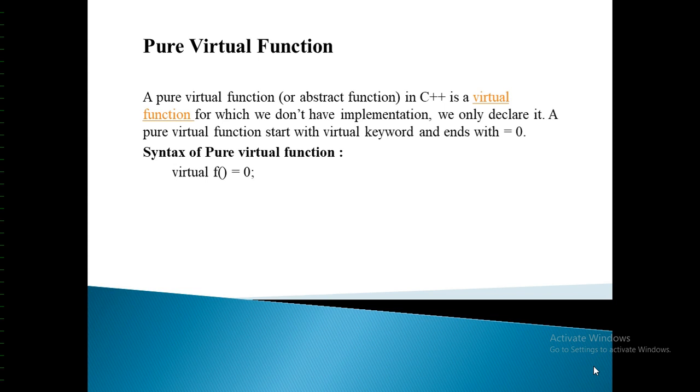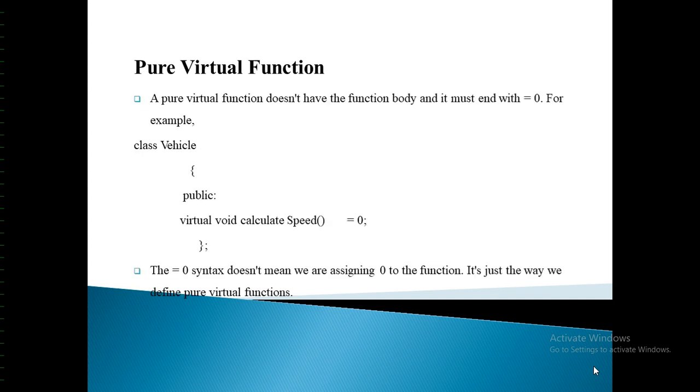Syntax of a pure virtual function: virtual void fun() = 0. Here fun is the function name. A pure virtual function doesn't have any function body and it must end with = 0. For example, here is a class Vehicle: public: virtual void calculateSpeed() = 0. CalculateSpeed is an example of an abstract function or pure virtual function. The = 0 syntax doesn't mean we are assigning 0 to the function. It's just the way we define pure virtual functions.